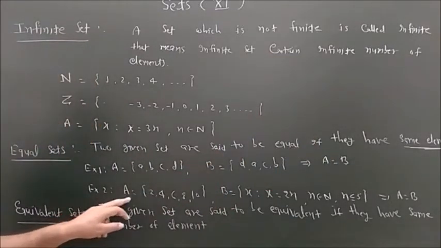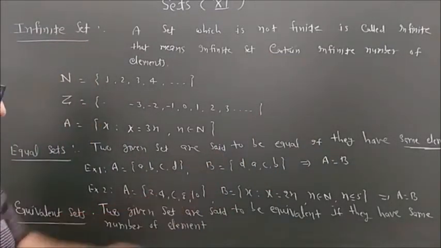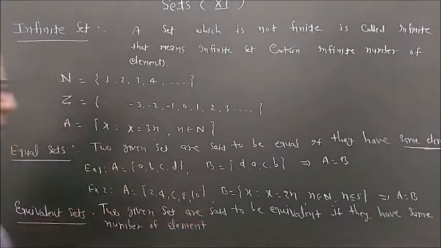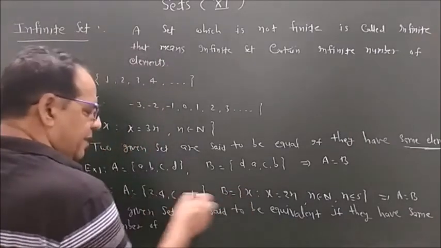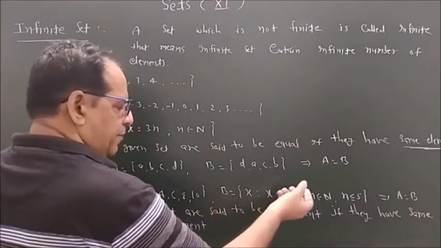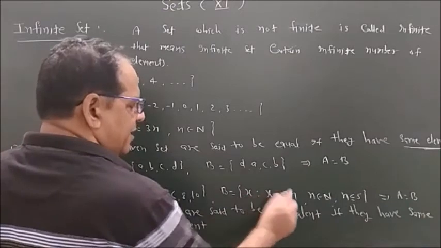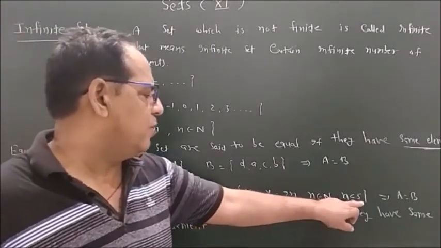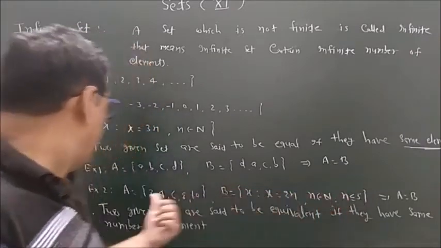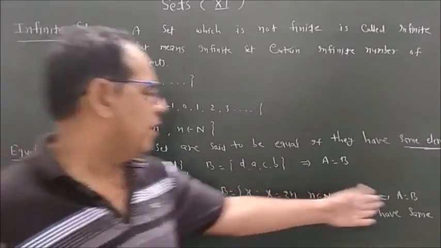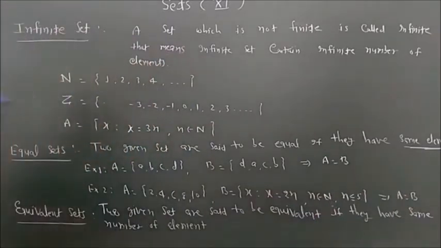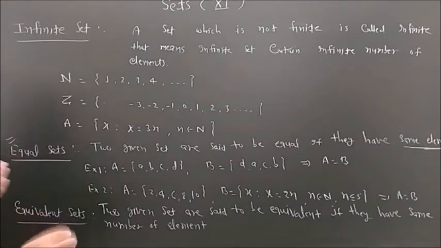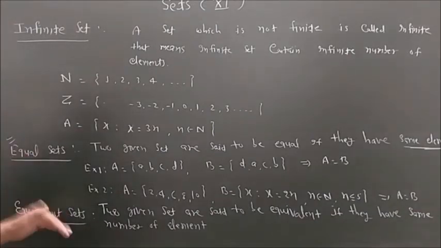In example 2, A equal to {2, 4, 6, 8, 10}. These are the first 5 even natural numbers. B equal to {x : x is an even number, x equal to 2n, n is a natural number less than or equal to 5}, again written in set builder form. So this also represents 2, 4, 6, 8, 10. So again A is equal to B. Now next, equivalent set. There is a big difference between equal sets and equivalent sets.